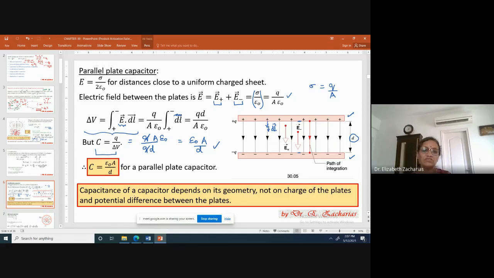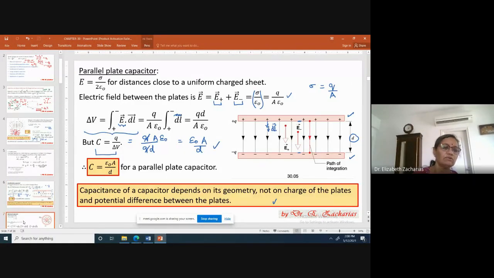The medium inside is simply vacuum or air. So now this is a very, very important result. Look at this. Capacitance of a capacitor depends on its geometry, not on the charge of the plates and the potential difference between the plates. This is what I told you a few minutes back. Even if the capacitor is completely uncharged, even if Q is equal to 0, the capacitance value will remain. It is a constant. It depends on the geometry. These are the questions that we can ask in your MCQs.